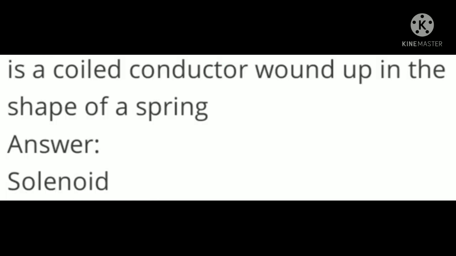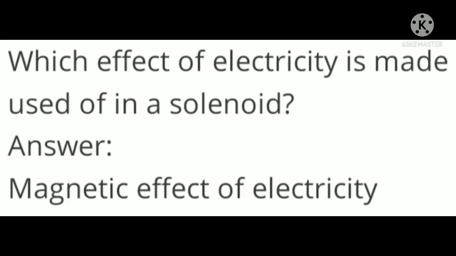A coiled conductor wound up in the shape of a spring is called a solenoid. We already know it is a solenoid. Which effect of electricity is made use of in a solenoid? Magnetic effect of electricity is used in a solenoid.